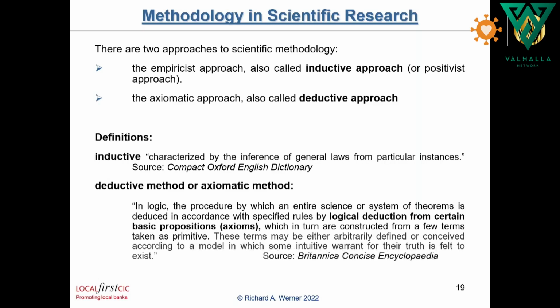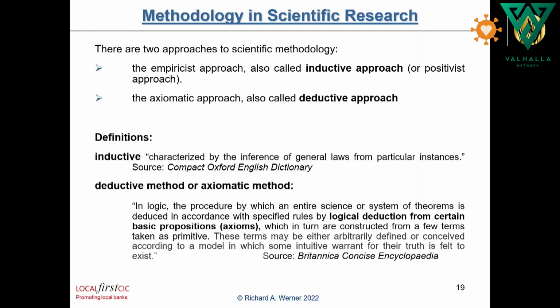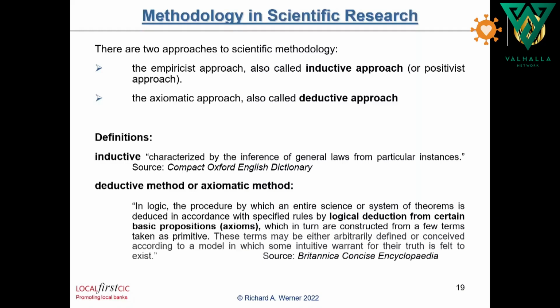The deductive method, or axiomatic method, is, and you already see that, well, that definition is quite a bit longer, should make you suspicious. In logic, the procedure by which an entire science or system of theorems is deduced in accordance with specified rules by logical deduction from certain basic propositions called axioms. And now it gets really concerning, which in turn are constructed from a few terms taken as primitive.